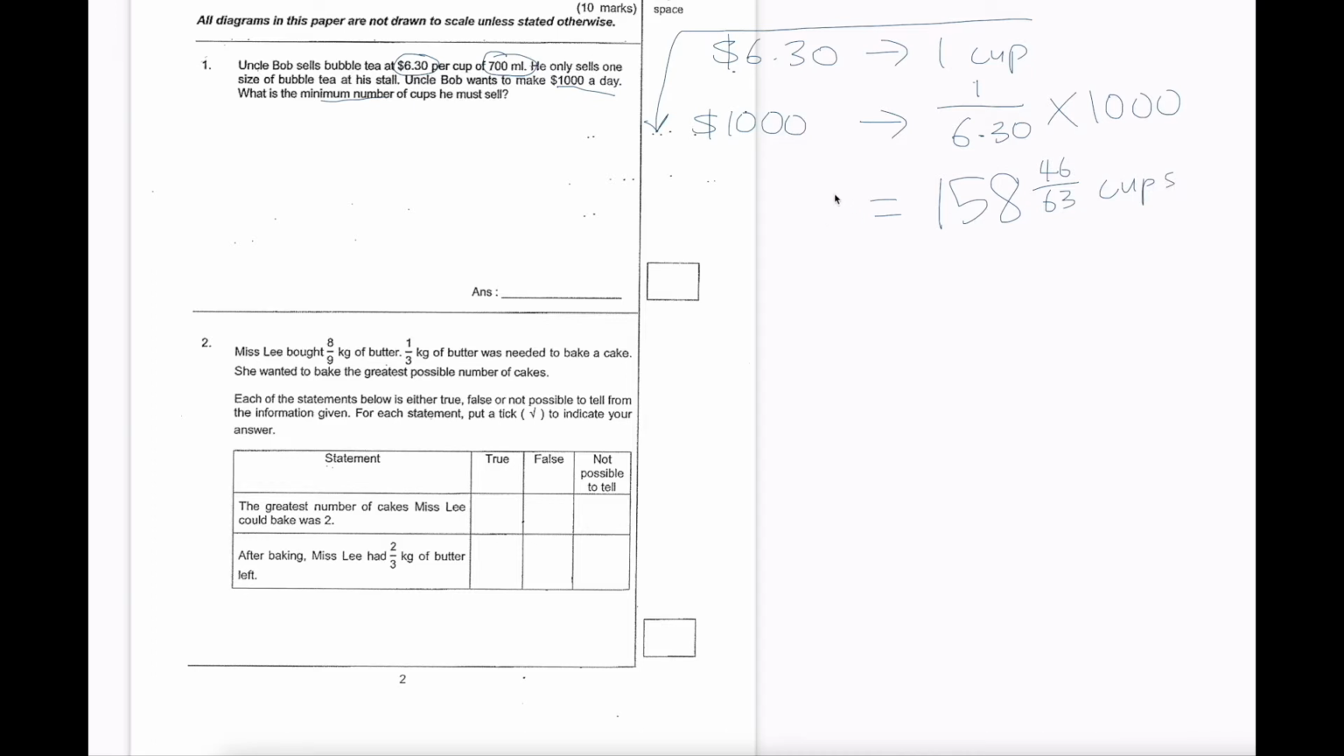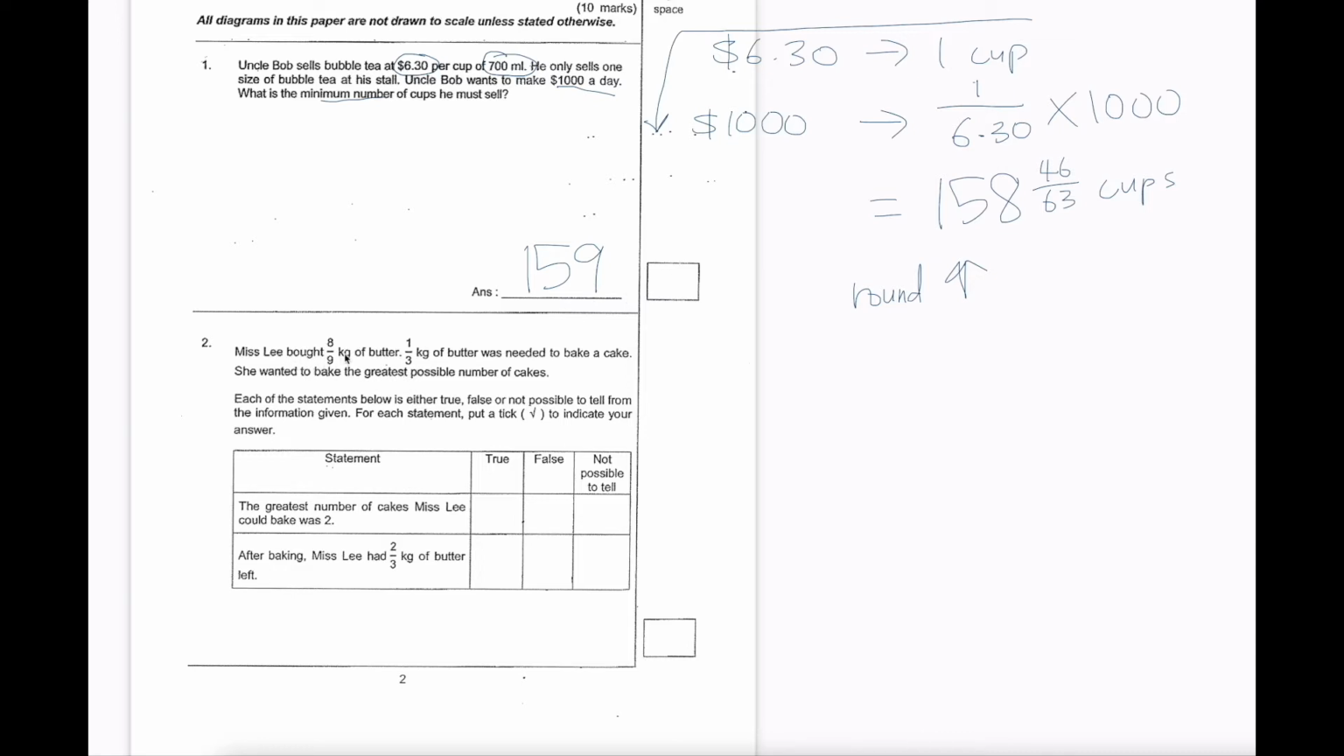Okay, so what's the minimum number of cups he must sell? He needs to sell 159. We need to round up, okay, because if I sell 158 cups, I won't hit $1,000. I need this amount to hit $1,000. So in this case, we need to round up. And so the minimum number will be 159 cups. Okay, let's move on to the next question.